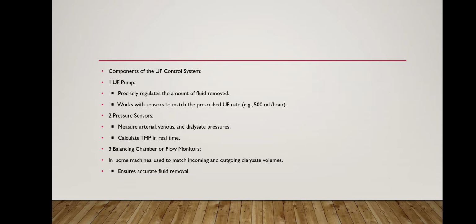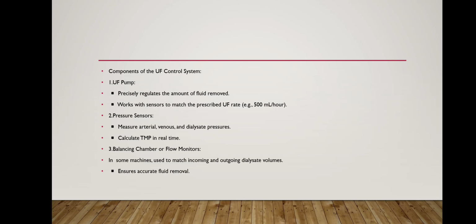The components of the ultrafiltration control system: first is the UF pump, then the pressure monitor sensor and balancing chambers or flow monitors, which precisely regulate the process. First, the ultrafiltration pump regulates the amount of fluid removed and works with the sensors to match the prescribed ultrafiltration rate, for example 500 ml per hour. The pressure sensor measures the arterial, venous and dialysate pressures and calculates the TMP in real time.